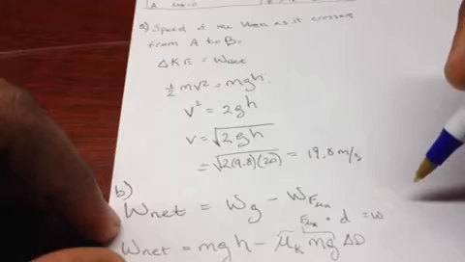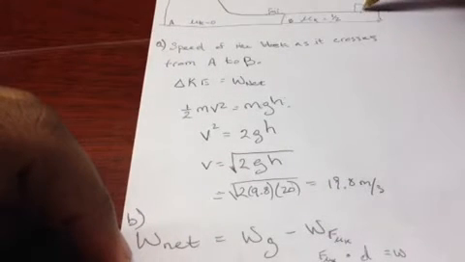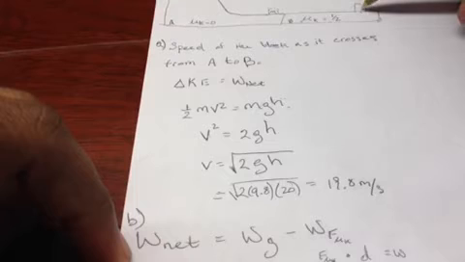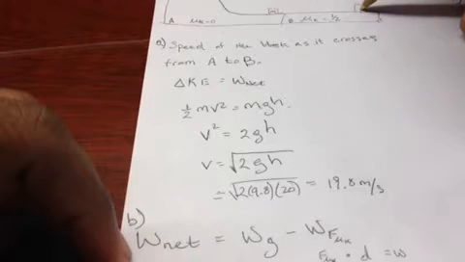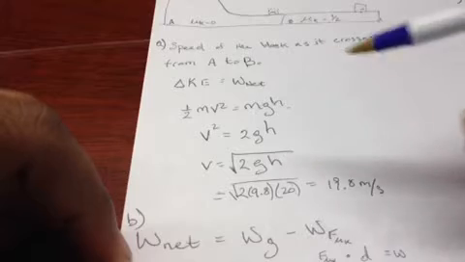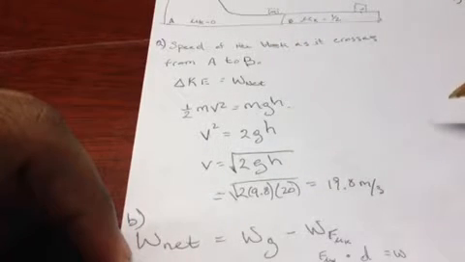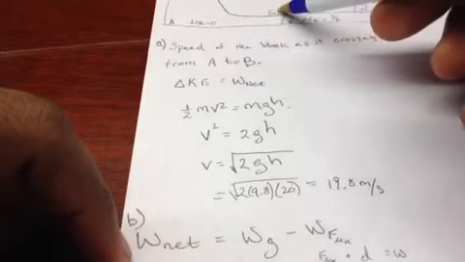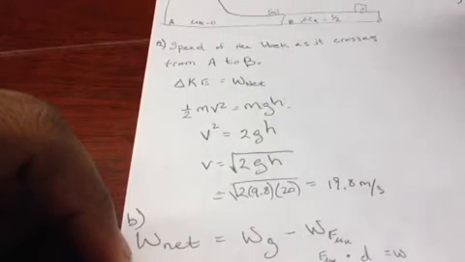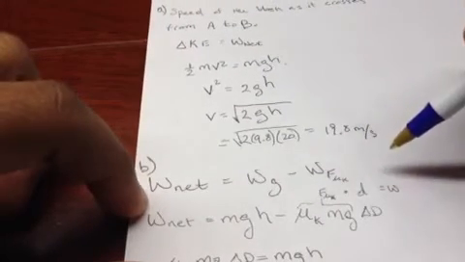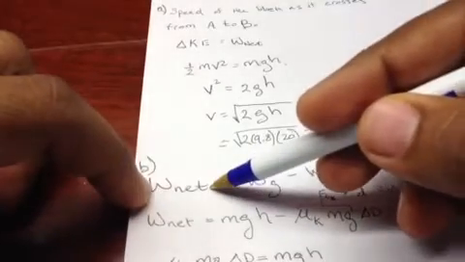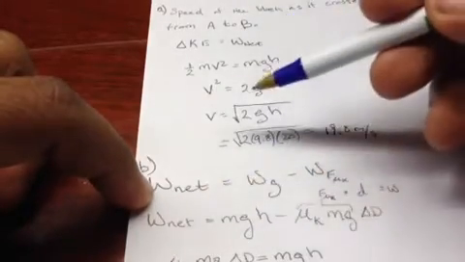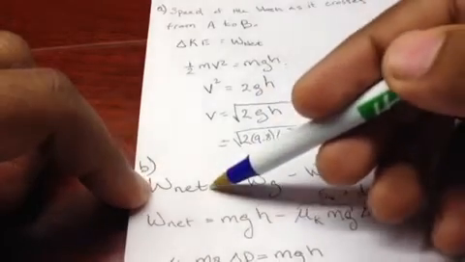Alright, our first thing that we realize is that because the block goes to a complete stop, that means all of the energy that the block gained from going down the ramp, that is the potential energy, was dissipated. All of that energy was, you can say, used up by the frictional force. So that would mean that the net work done is equal to 0.